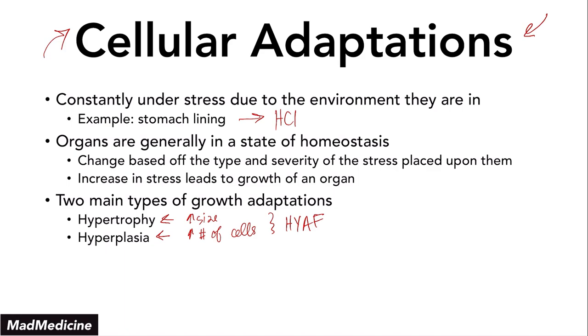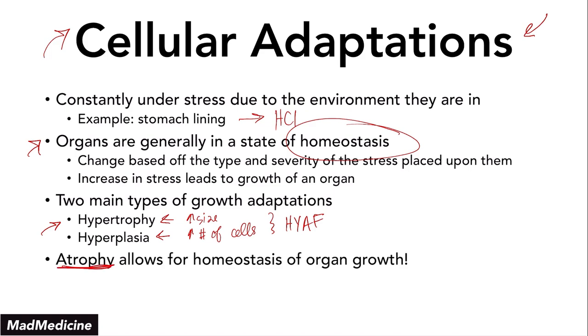When it comes to growth adaptations, once the stressor is removed, our body is going to reduce our cell size and our organ size, because our organs are generally under a state of homeostasis. To maintain homeostasis, you have to undo these growth mechanisms, and the way we undo those growth adaptations is through atrophy. Atrophy is what allows our organs to maintain homeostasis, essentially. So keep that in the back of your mind. We've also made a video about atrophy, so you can go check that out on our account.